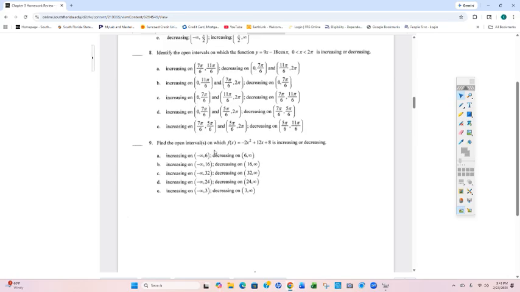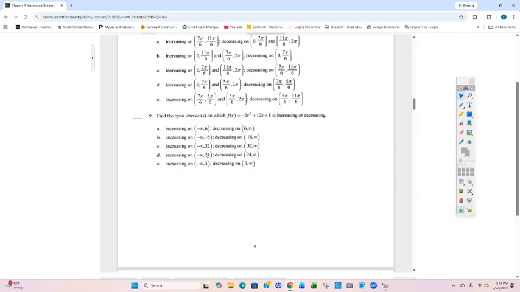Number 9, find the open intervals on which f of x equals -2x squared plus 12x plus 8 is increasing or decreasing. A, increasing on the interval -infinity to 6, decreasing on the interval 6 to infinity. B, increasing on the interval -infinity to 16, decreasing on the interval 16 to infinity. C, increasing on the interval -8 to -infinity, 32, decreasing on the interval 32, infinity.